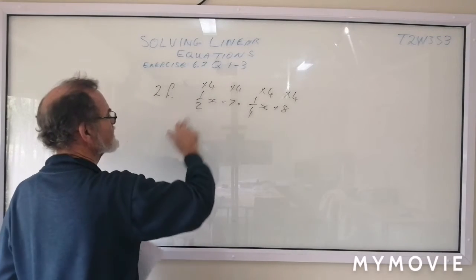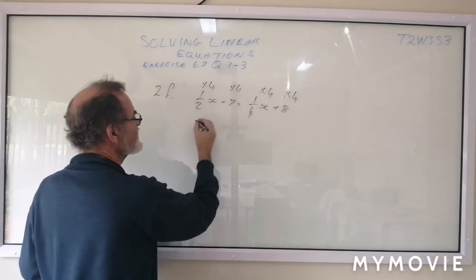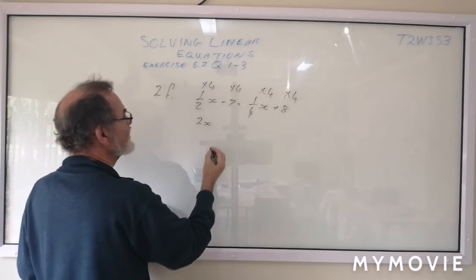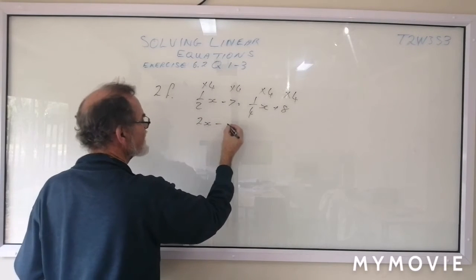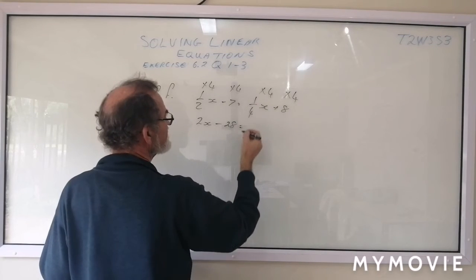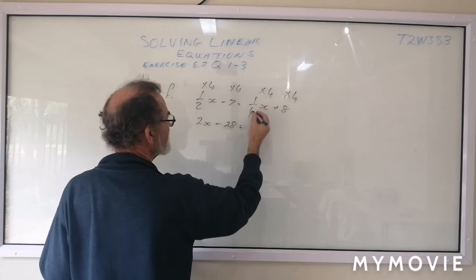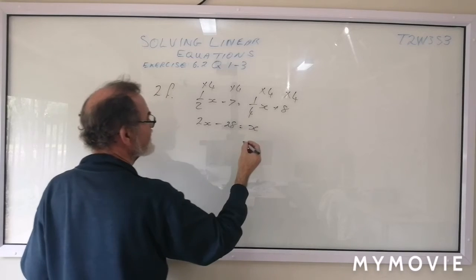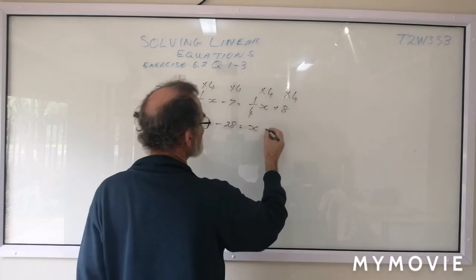And if we multiply this by 4, 2 goes into 4 twice, so we're left with 2x. 7 4s are 28, so it's minus 28. This 4 goes into that 4, and it becomes 1, so it's x. And 8 4s are 32.